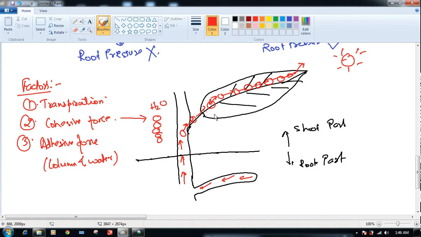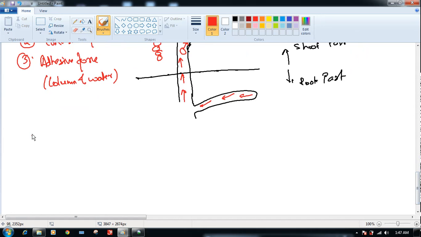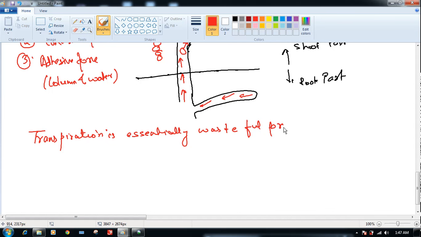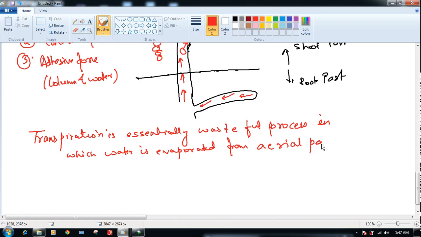So simply we can say that transpiration is an essentially wasteful process in which water is evaporated from the aerial part of the plant.